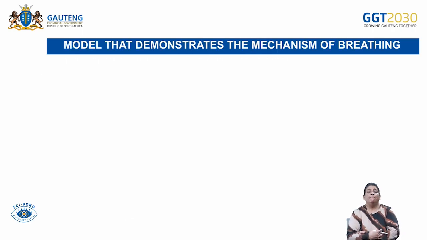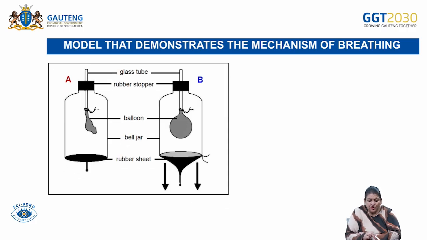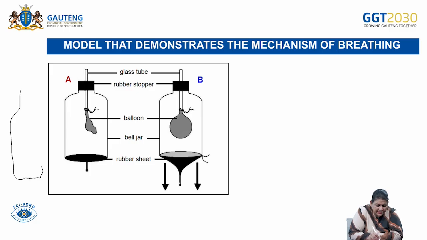Now we're going to look at a model that demonstrates our breathing mechanism. So at school, you can actually make your own breathing mechanism using a plastic Coke bottle. So if you have a plastic Coke bottle like that, right? Okay. So what you do, learners, is you cut this part of the Coke bottle and you turn it upside down. So it's cut here and it's cut there, right?